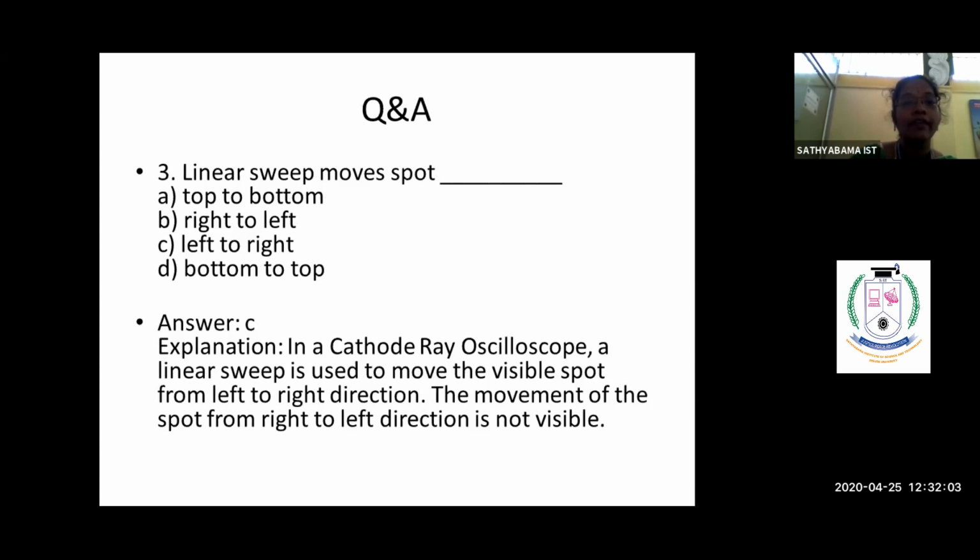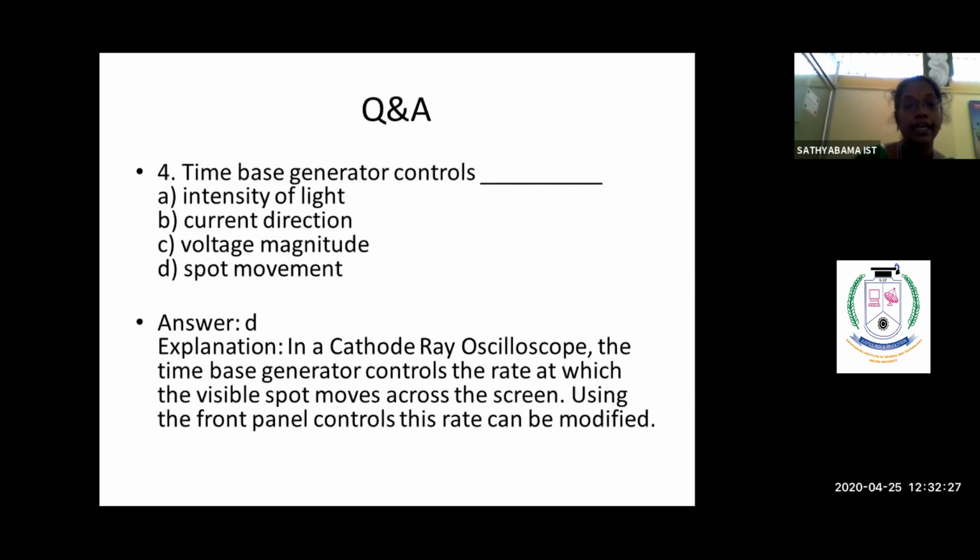Then third one, we have a linear sweep moves spot. So what is the linear movement of your entire time-based signal? Whether it is top to bottom, right to left, left to right, or bottom to top, it is left to right, because that condition is only visible in our oscilloscope. Right to left is not possible. So the movement from right to left direction is not visible. This comes under your retrace condition.